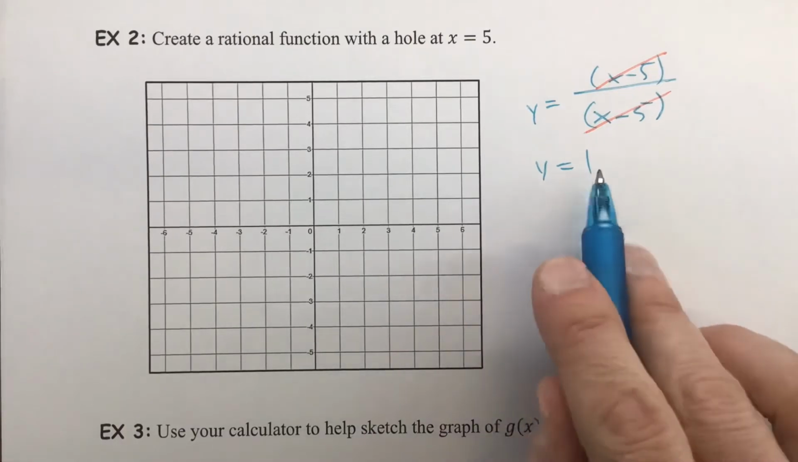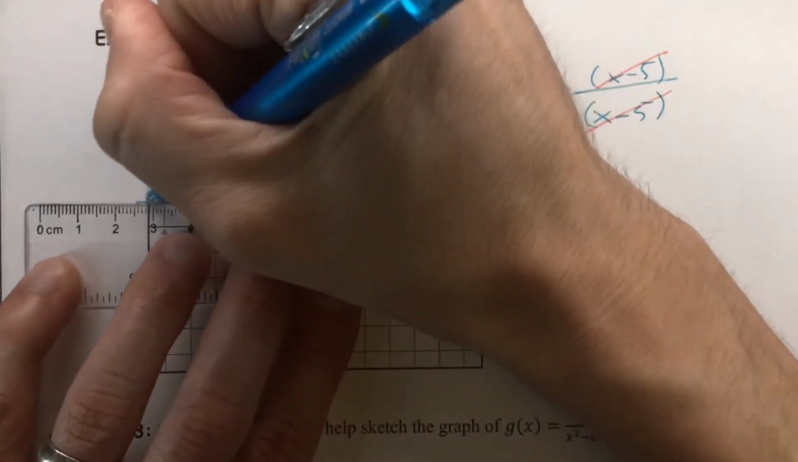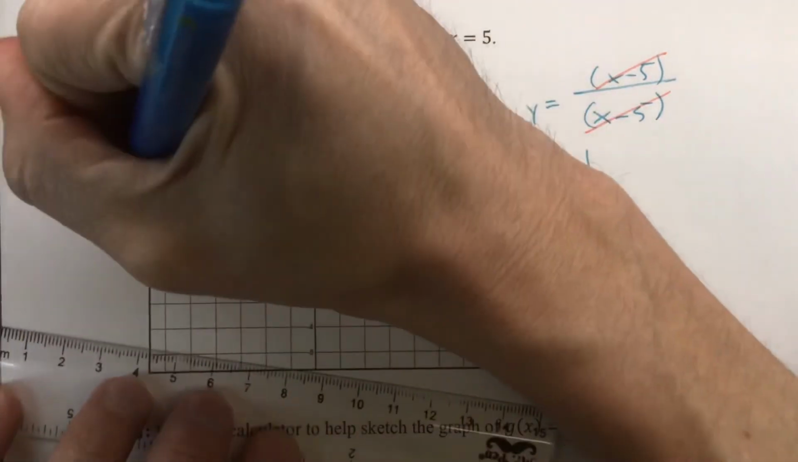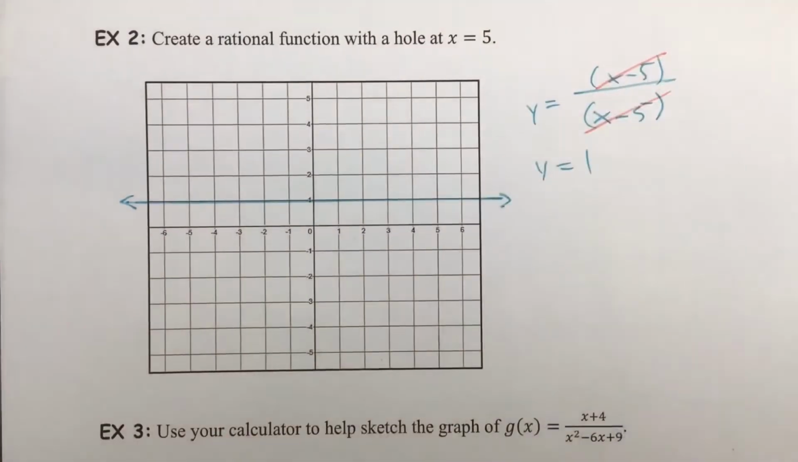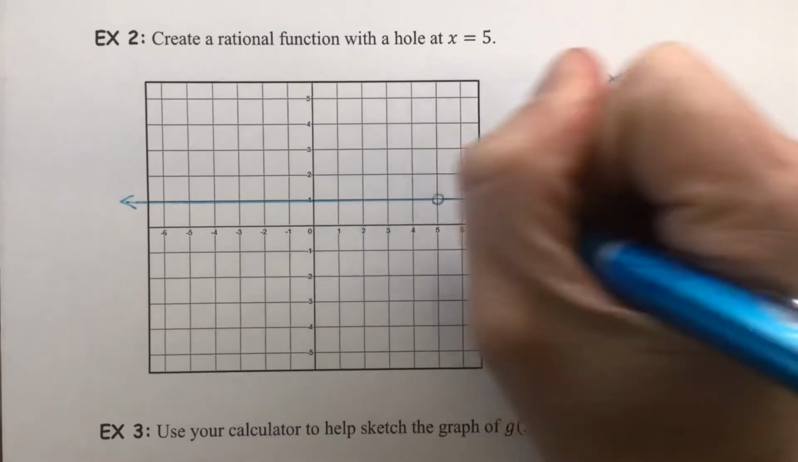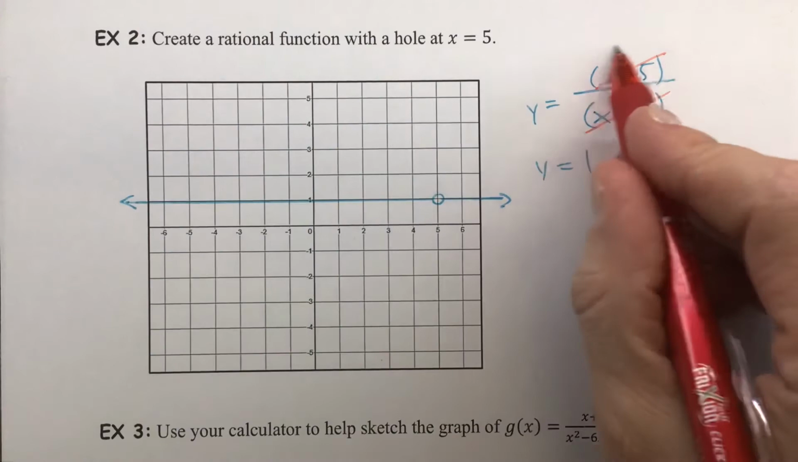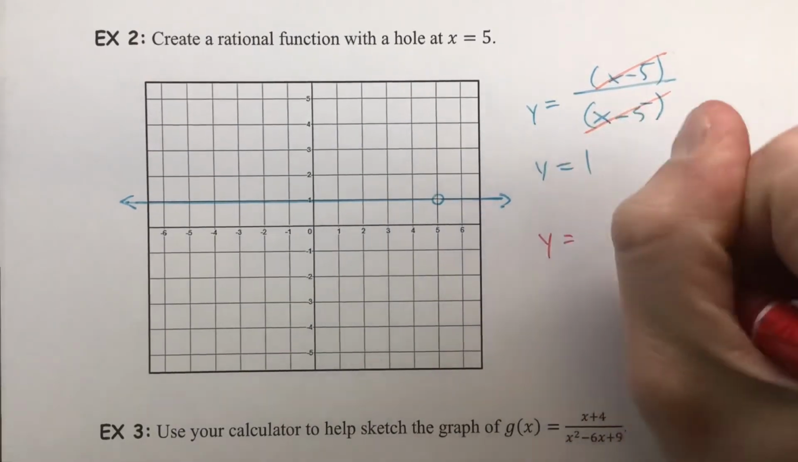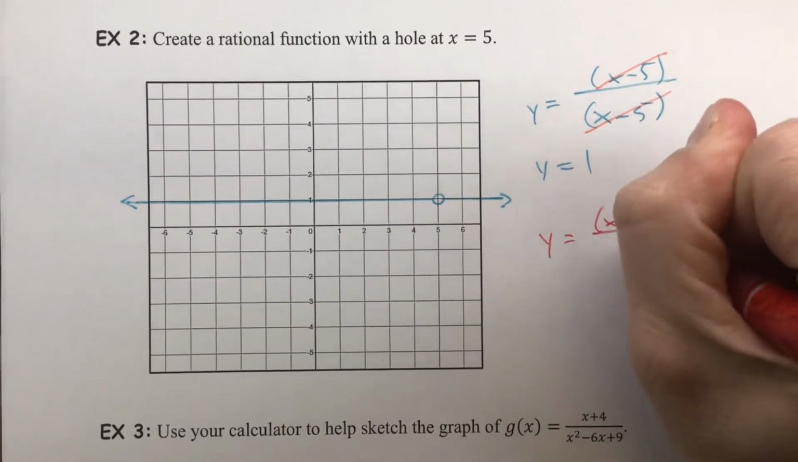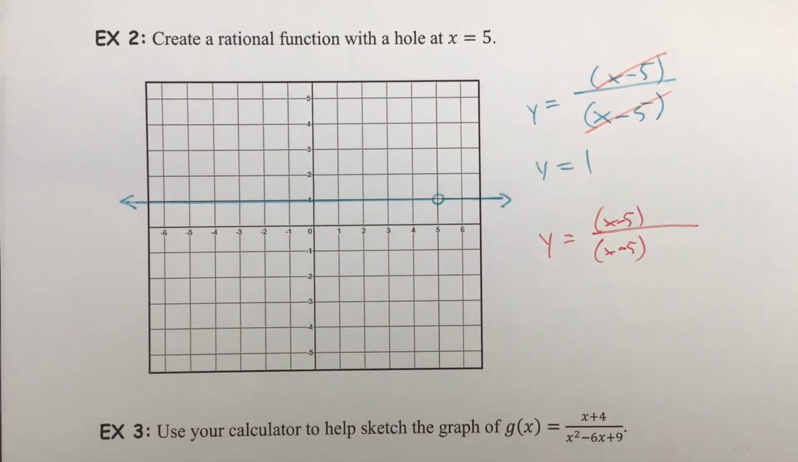So the graph y equals 1 would be a horizontal line here, but it is going to be undefined at 5. We're going to get that hole. Okay, you can be more creative with this. You can take this as a template and just add in an extra factor.